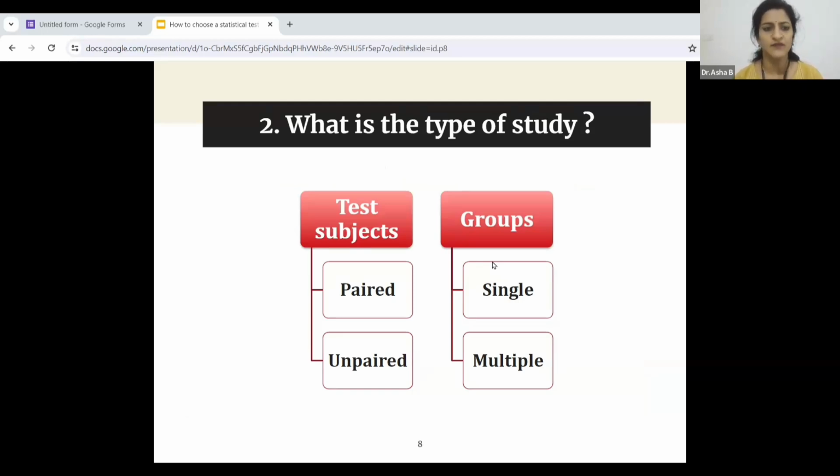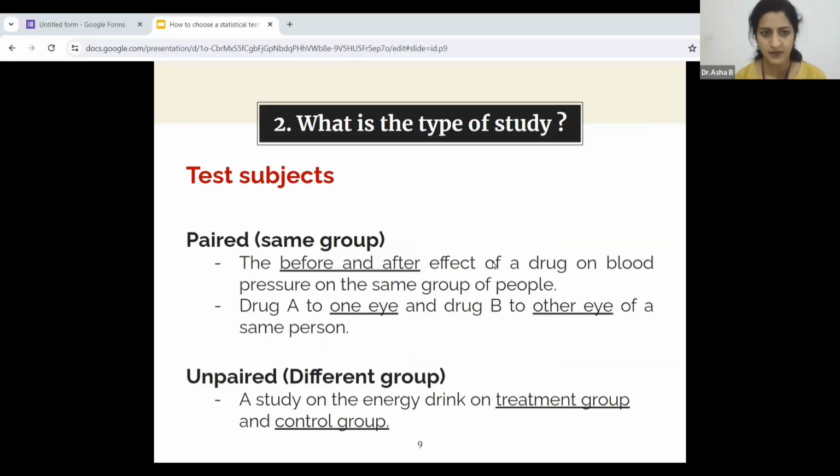type of study. Usually whenever we talk about studies in epidemiology, we see whether it is case control, cohort, cross-sectional, and so we usually grade it in such types of things. However, in statistics, we don't see those types, but we see two things. One is who are the test subjects, and the other one is how many groups are there in the study.